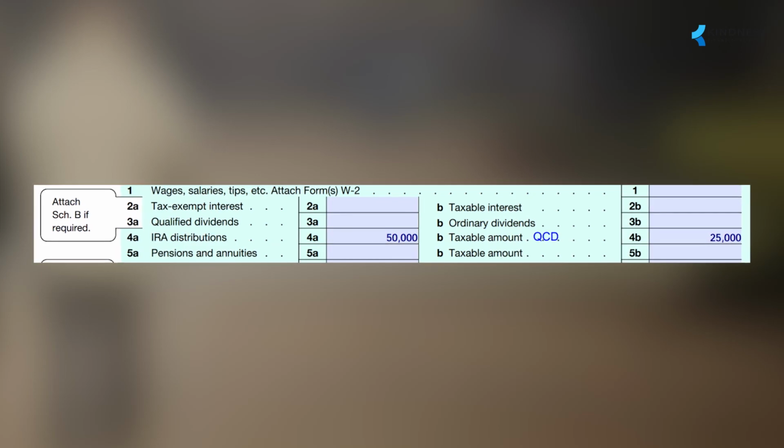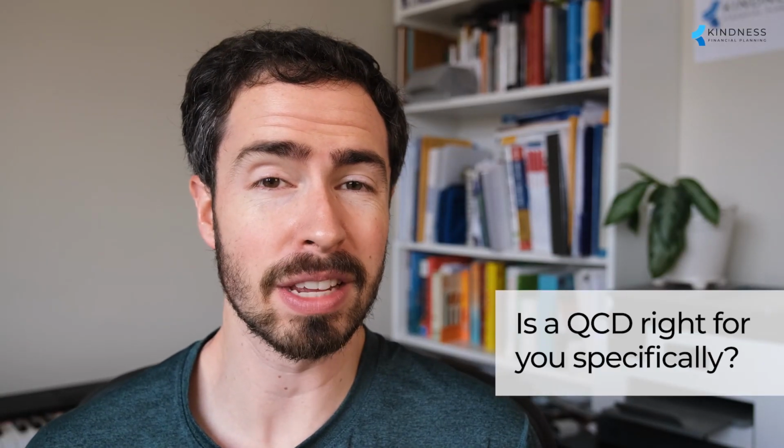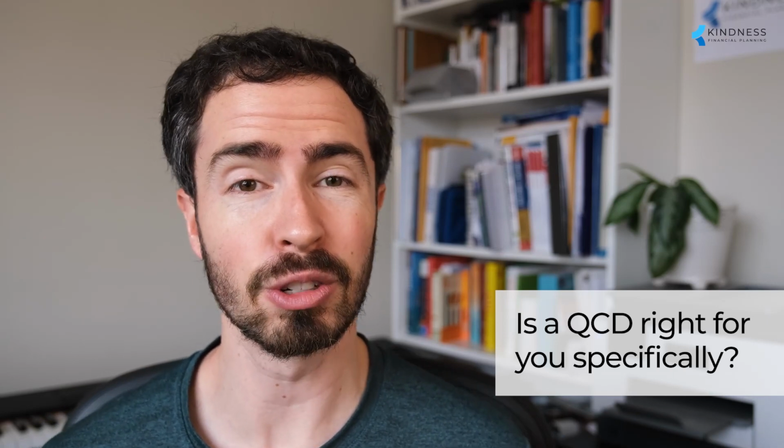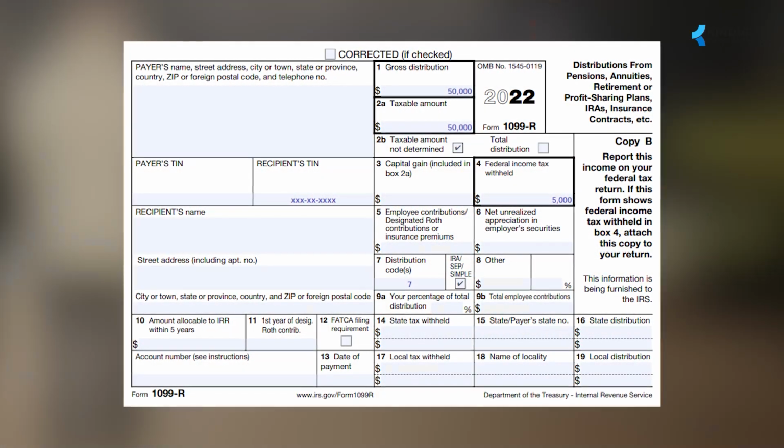But talk to your accountant about it if you're confused about it, and they should be able to clear anything up for you. Now, you may be wondering, is a QCD right for you specifically? I'd say if you do charitable giving, there's a good chance it is. And I should add that you're over 70 and a half, because again, this only works for folks who are over 70 and a half. But if you are over 70 and a half, you have an IRA and you've been giving in the past, QCDs can make a big difference in terms of taxes because, again, you're not itemizing the deduction.